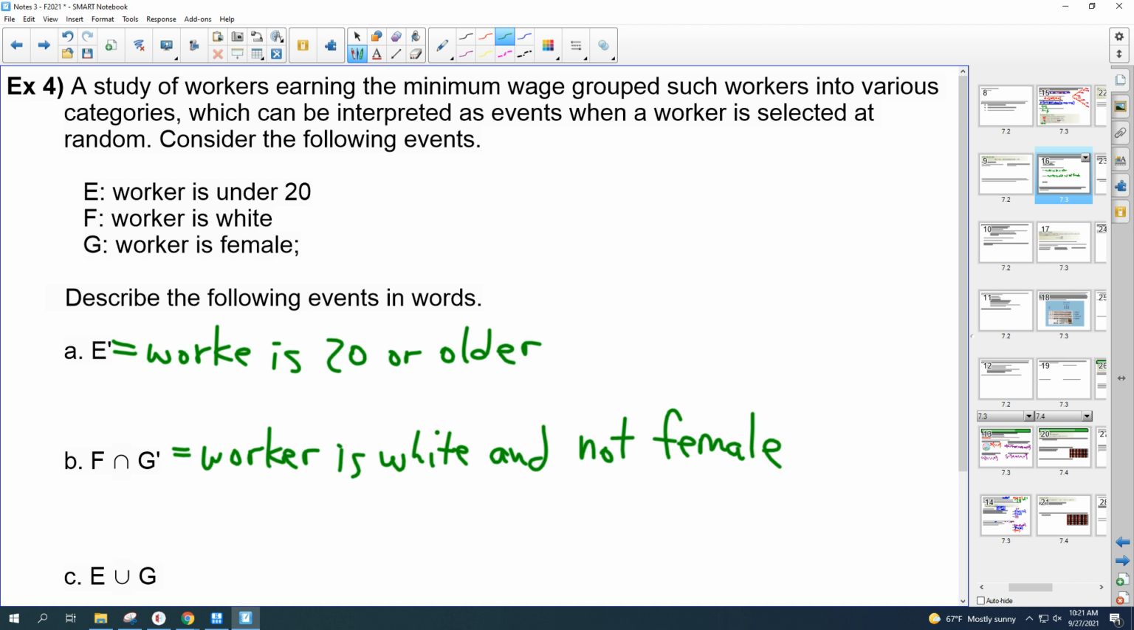Now, there may be a more condensed way of writing that. If you can shorten the language a little bit, then feel free. But the way I wrote it literally says the worker is white and not female. Did I do that right? Does that seem good to you? Okay, last one, E or G. I would say the worker is under 20 or female.